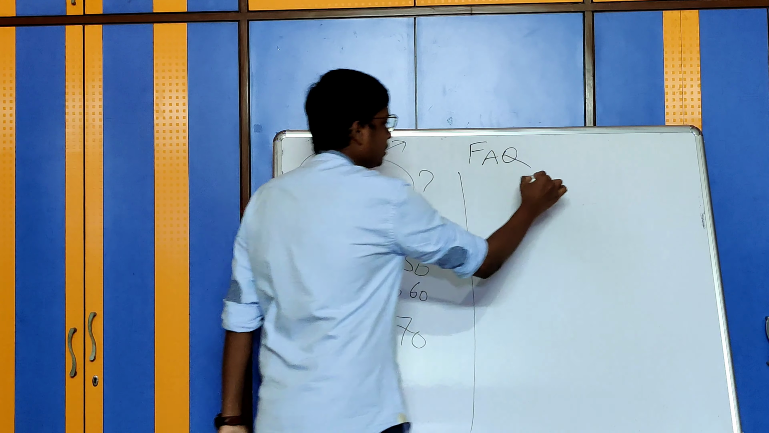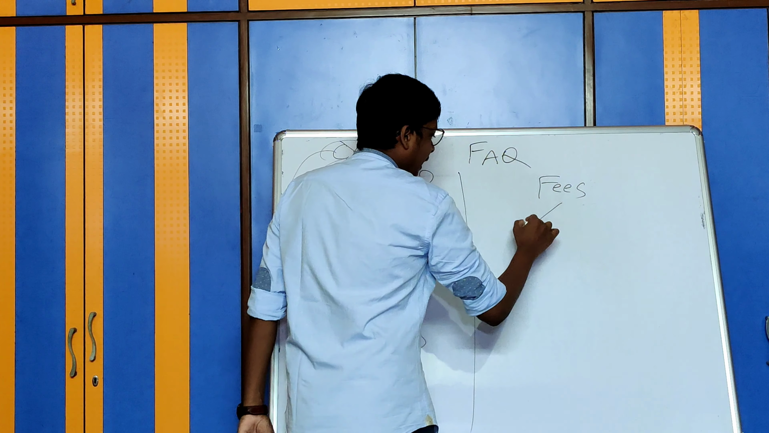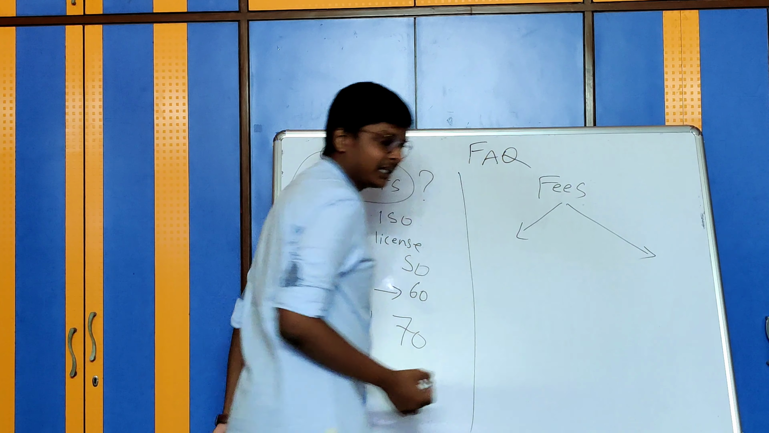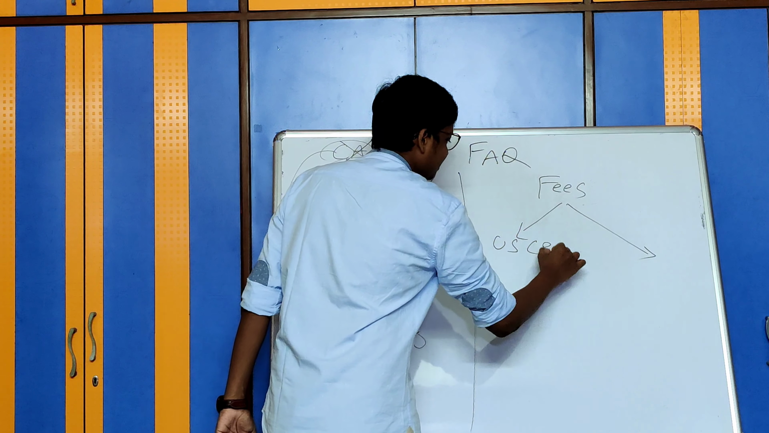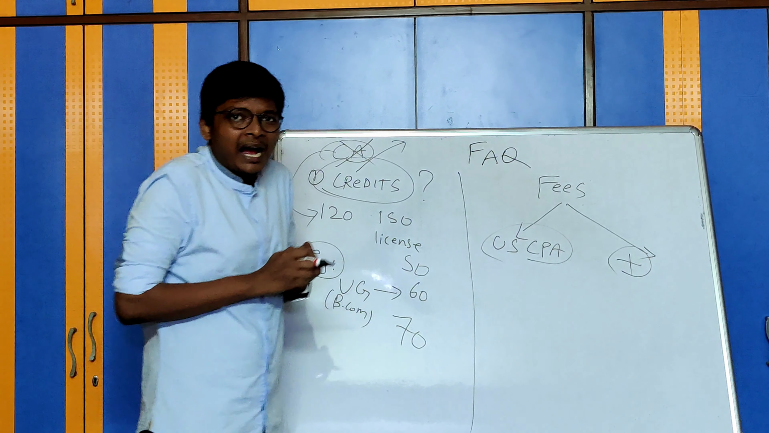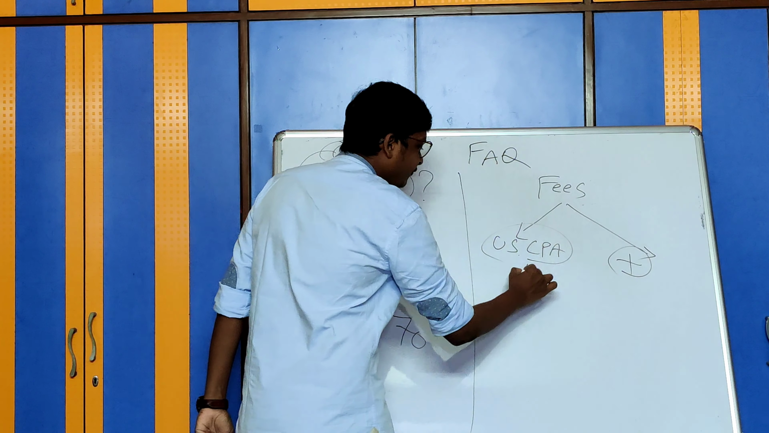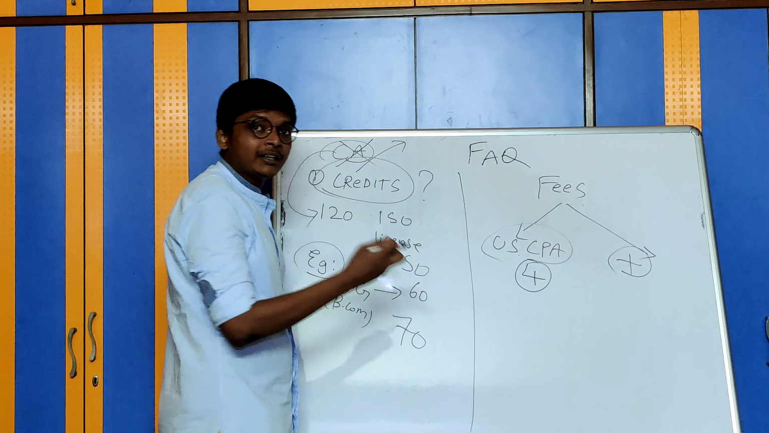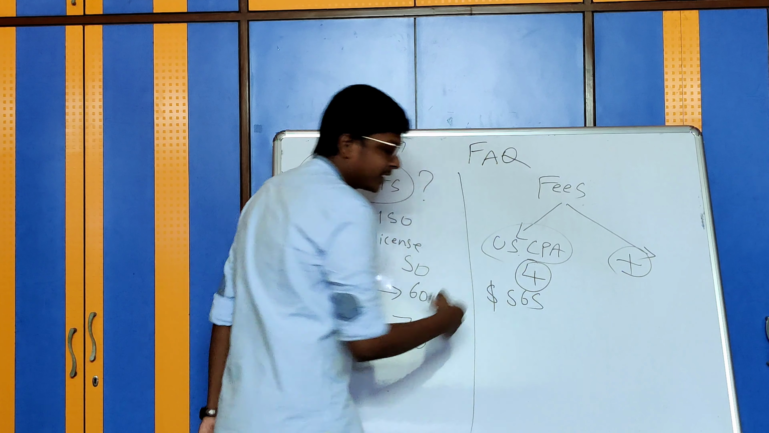Coming to the last part, the fees. I would want to break up fees into two parts: what you actually pay to the US CPA people, and your additional fees which you have to incur. Coming to US CPA, there are 4 subjects. For each subject, in terms of dollars, it is $565.